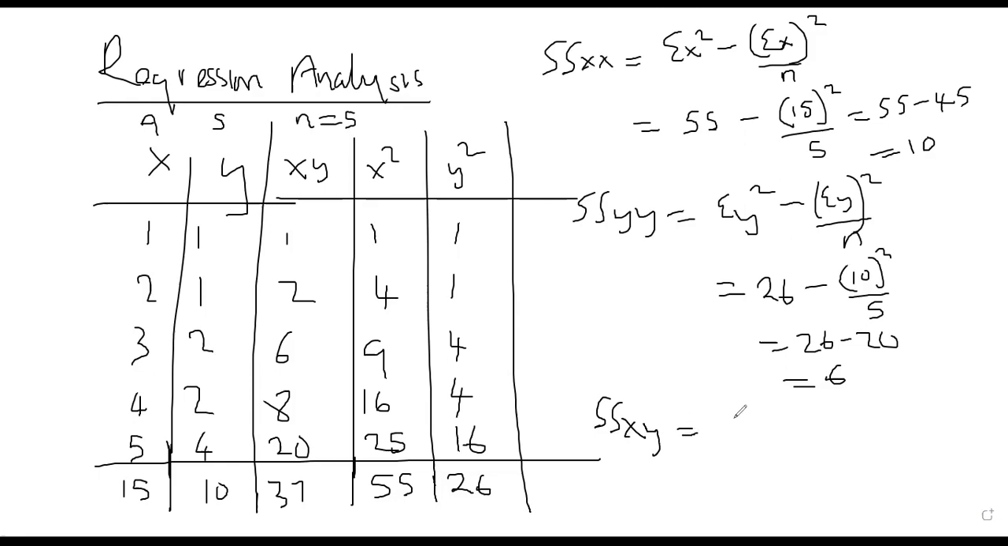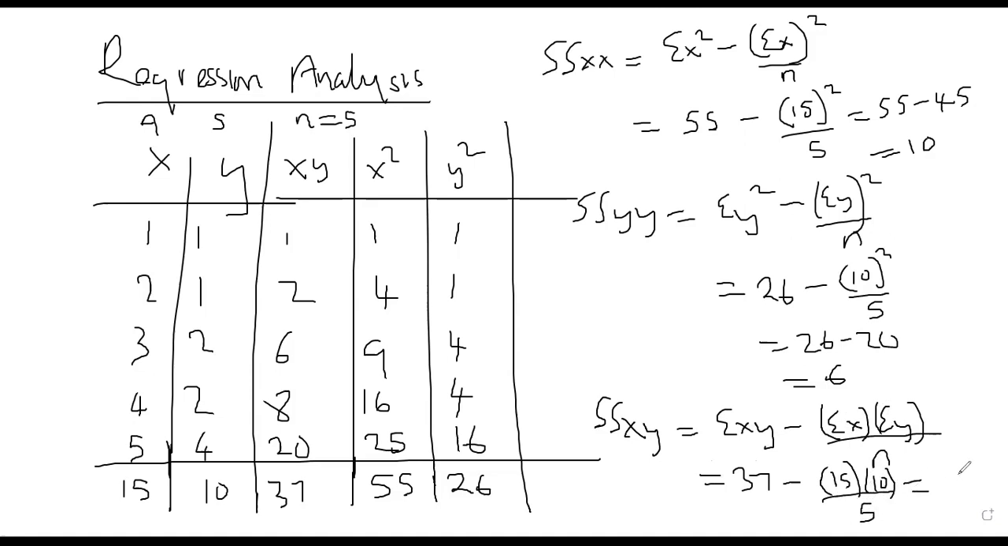26 minus 20, right? Okay, yes. Then xy, let's put xy on both sides. So x and y over n. So what is our xy? 37. XY is 37. Then you have 15 and 10 times 10 over 5.